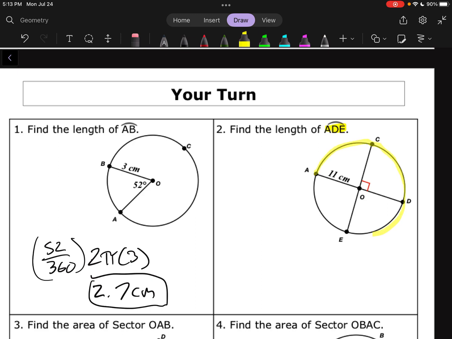For this next one, we want ADE, A to D to E. That should have been 270 degrees out of 360 times 2 times pi times 11. And type that one in. And I am getting, for that one, 51.8 centimeters.